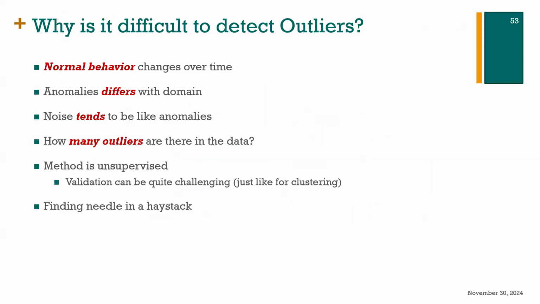Then the challenge is, why is it difficult to detect outliers? Like I said, unlike a missing value, you just look at your data set and you can easily detect it: oh, something is missing here. Detecting outliers is harder because normal behavior changes over time. We pay attention to this. You have a data set this year, and after a few years, what we consider an outlier today may become normal data in the next 3, 4, 5 years.